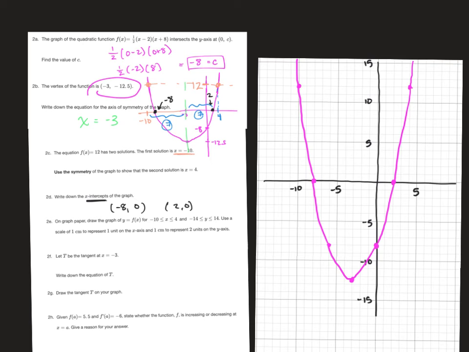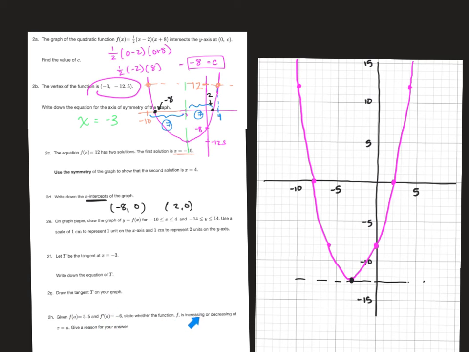Let t be the tangent at x equals -3. So now we're looking at where x is -3, right there. It wants the tangent line, so when x equals -3, because that's my vertex, I know that it is going to have a slope of 0. So it's just a vertical line, or sorry, horizontal line. I know what lines are, it's fine. Horizontal line at y equals -12.5.